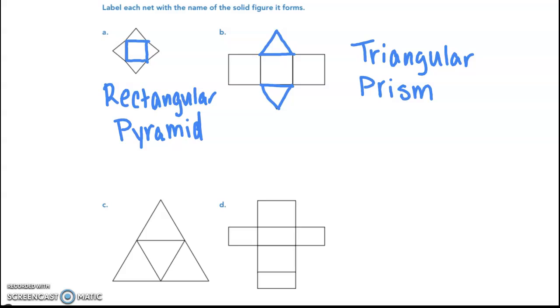See if you can figure out the name for shape C. If we look, we have one base right here. It is a triangle. And then the rest of those triangles are going to fold up into a point. So shape C is a triangular pyramid.